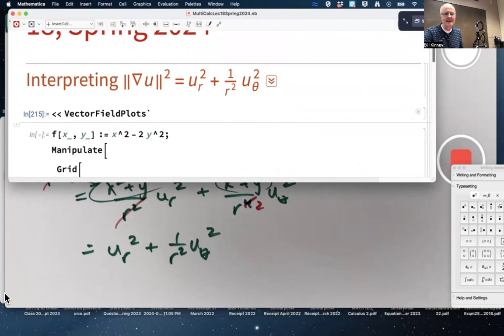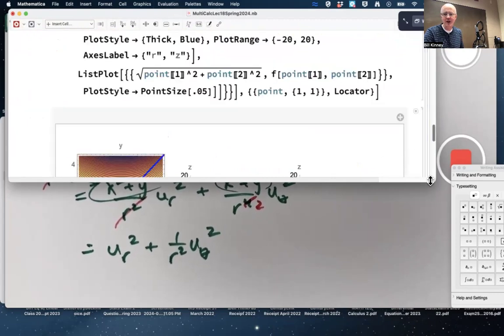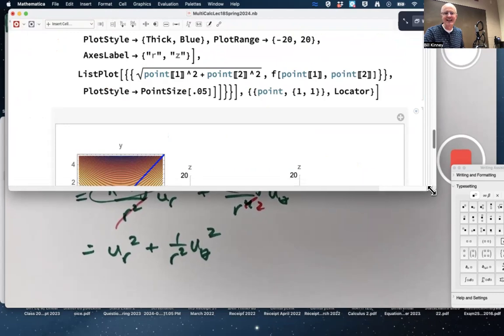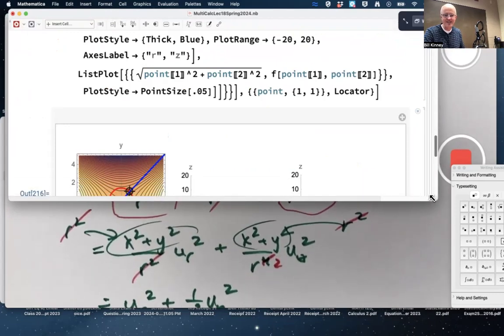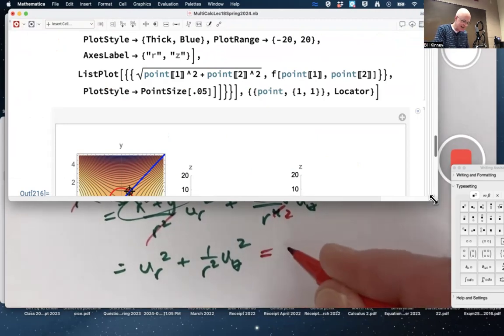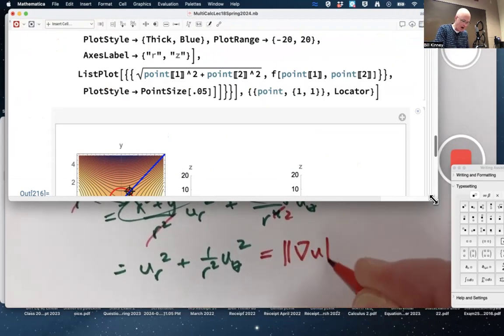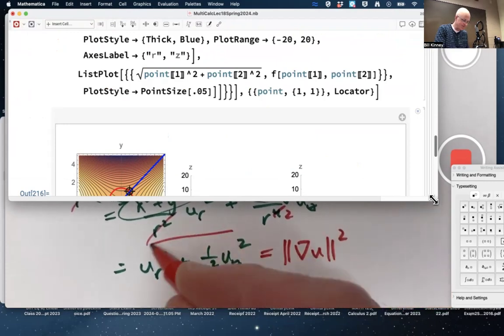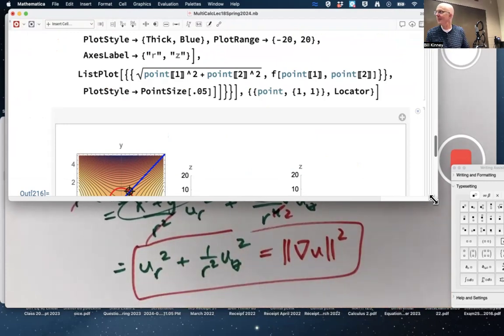It can be visualized. I'm doing it for a particular function here, x squared minus 2y squared. I'm trying to understand intuitively the meaning of this. What did this represent again? It represented the squared magnitude of the gradient vector. That's what it represents. Take its square root to find the magnitude of the gradient vector itself.